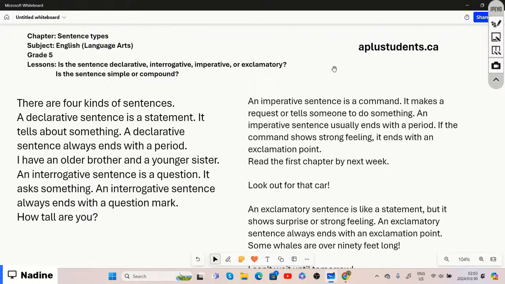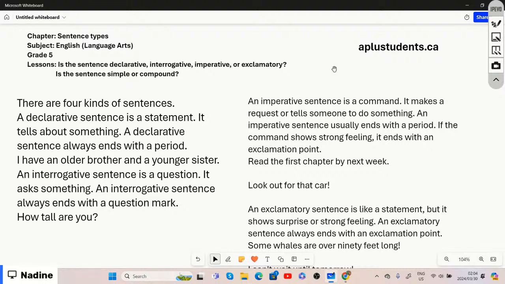The lessons we are going to focus on under the chapter of sentence types: is the sentence declarative, interrogative, imperative, or exclamatory? And is the sentence simple or compound? Those are the questions we are going to answer today. All right, so we have 4 types of sentences, right?